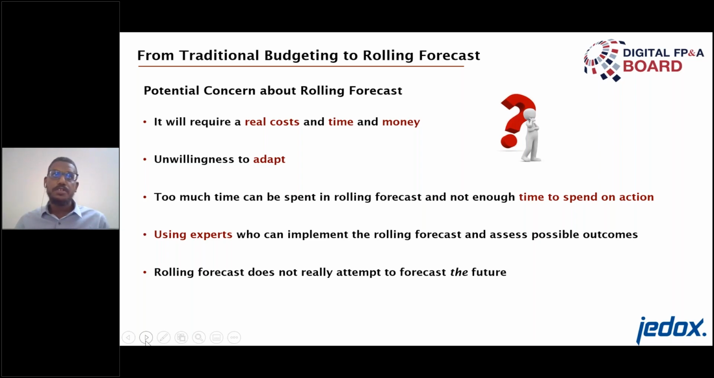Number 4, it is important to use an expert who can implement rolling forecast. Yes, this can be in the first stage of adopting rolling forecast. But after this stage, you can provide your team individual coaching, workshops, courses, and seminars, so you can guarantee that they will reflect on the rolling forecast rules. The last concern is that rolling forecast does not really attempt to forecast the future. Yes, I agree 100% with this concern, because rolling forecast is not astrology. It is about finding the suitable drivers for your business and tracking them, trying to assess the outcome from these drivers, and putting a plan for how to deal with the outcome.